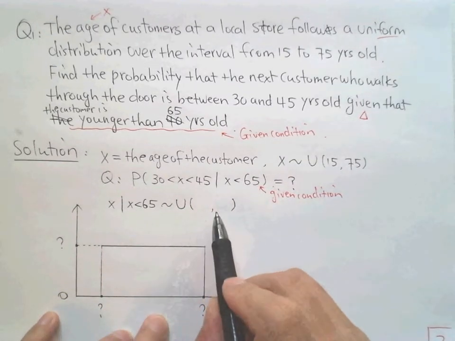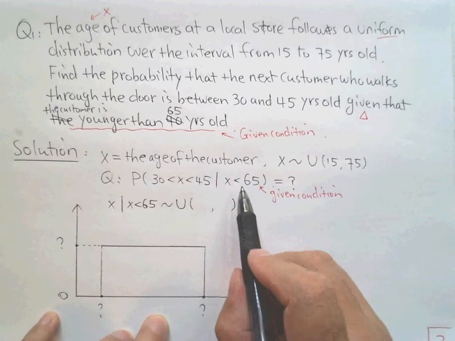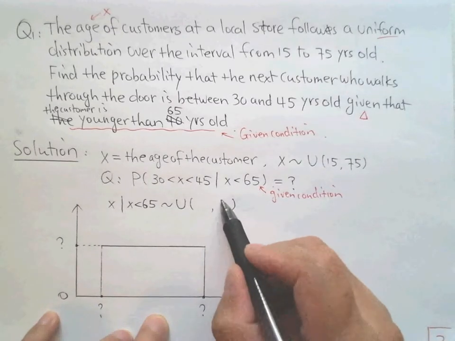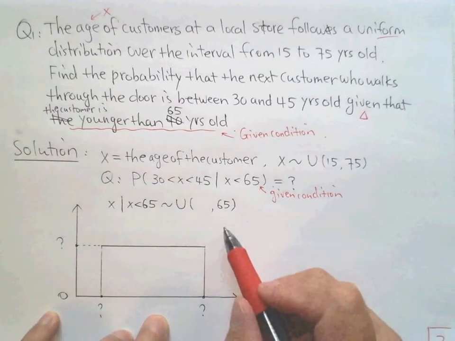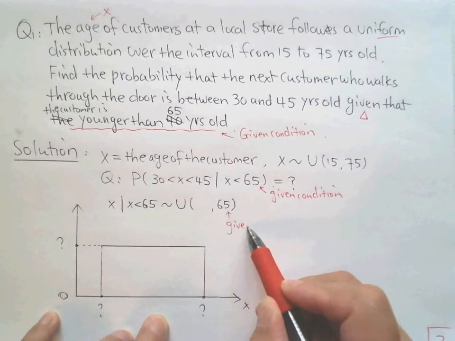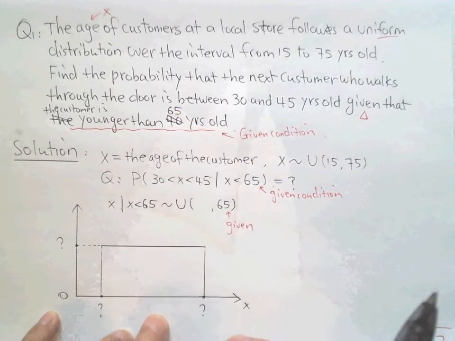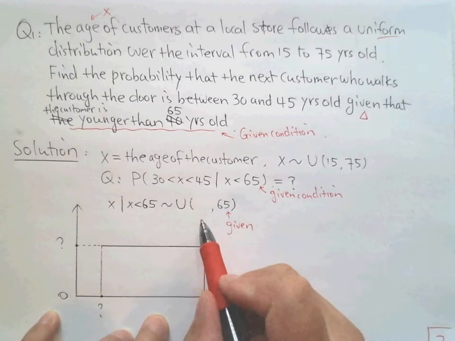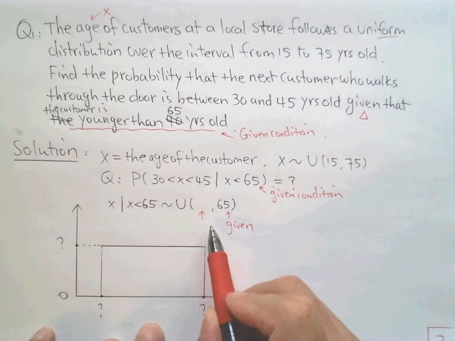First I'm going to put the maximum number, right? It already says it's less than 65, so I'll put 65 here. Why? Because this is a given. Given the customer is already less than 65 years old. Now what is here? We're going to see what should be there.